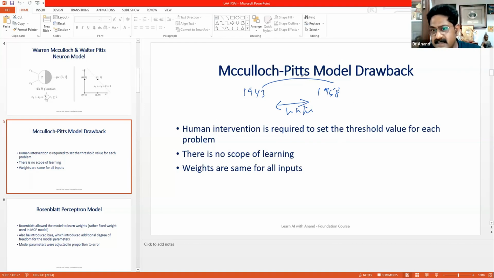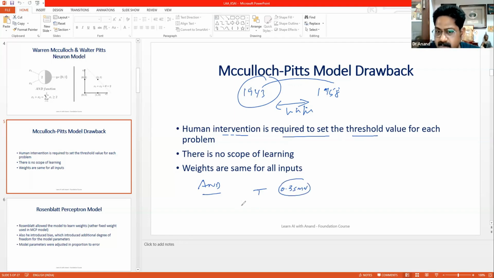What is considered a drawback in the initial McCulloch-Pitts model is that human intervention is required to set the threshold value for each problem. If I want to solve AND logic, I have to manually tune the voltage value. As I told you, the voltage value is the threshold. Say, for example, I set the value to 0.35 millivolts to solve this. Why 0.35? It's based on my initial weights.